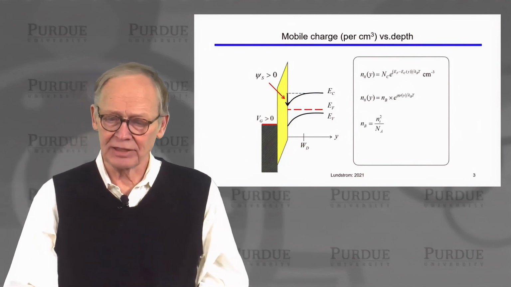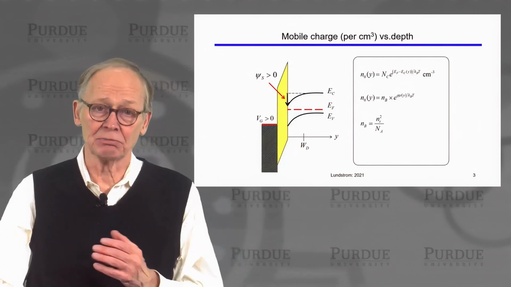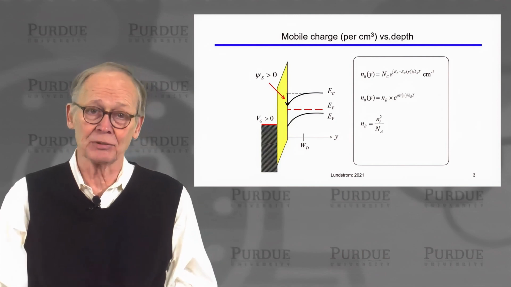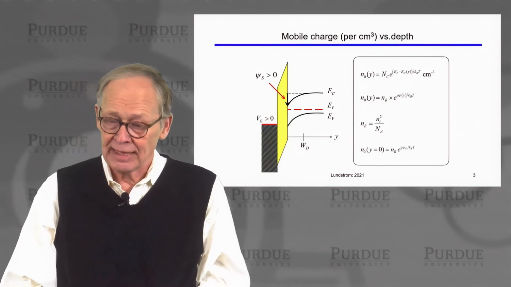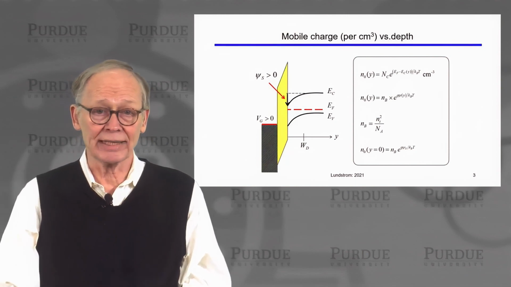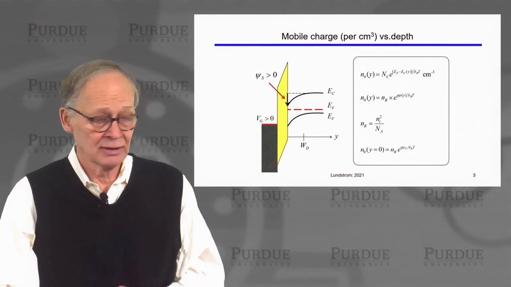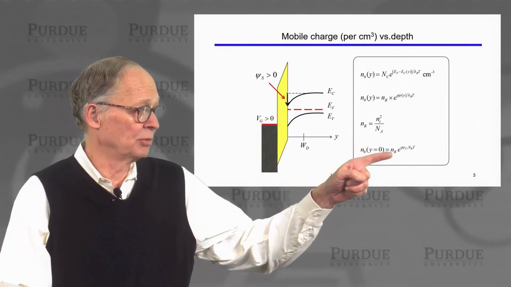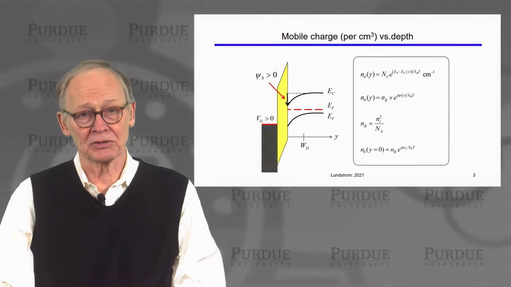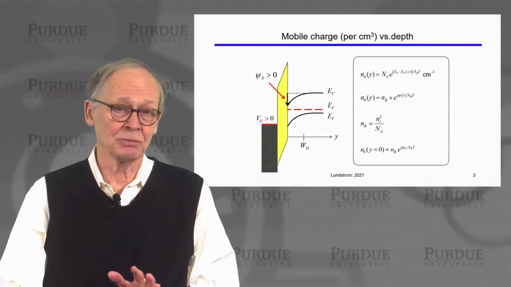N sub b there is the electron concentration in the bulk of this p-type semiconductor. That's a very small number, Ni squared over Na. And we could then ask, what's the electron concentration at y equals 0 at the surface? It's just the concentration in the bulk times e to the q surface potential over kT. That's an important relation.